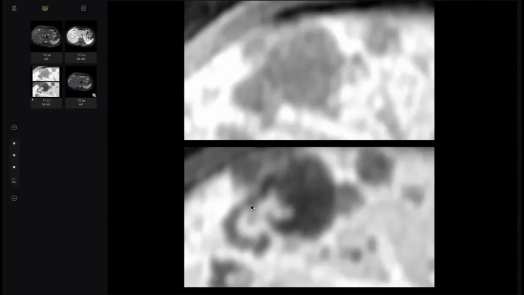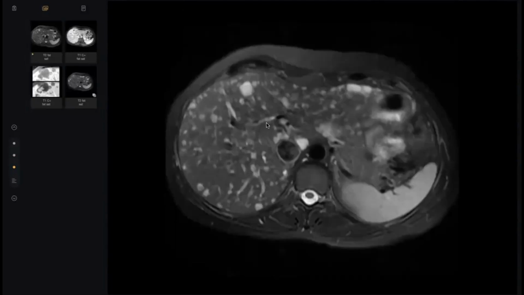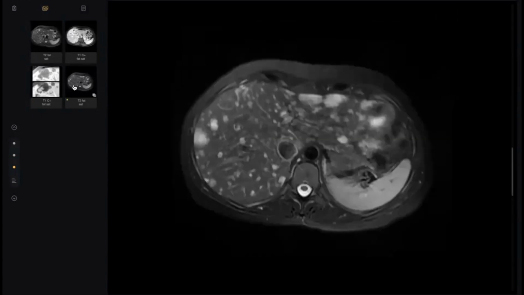Okay, this can be Caroli's disease, but where is the central dot sign? Never. What else? By the way, you are very correct. You are in the correct pathway. What else?